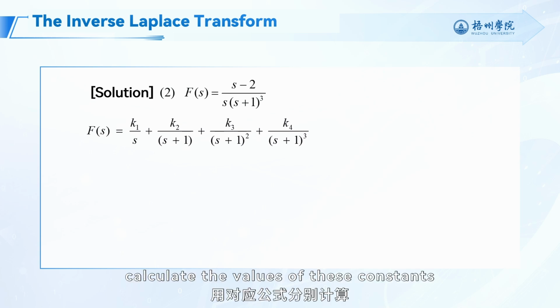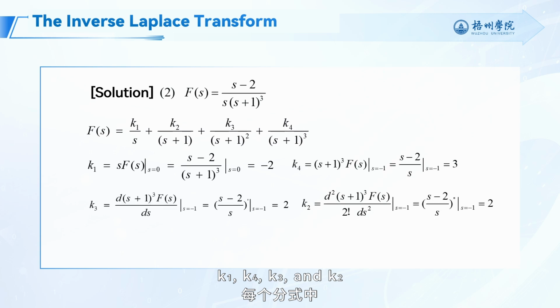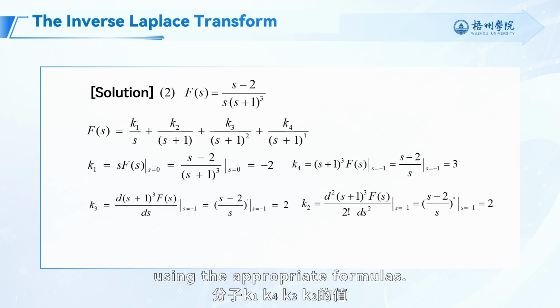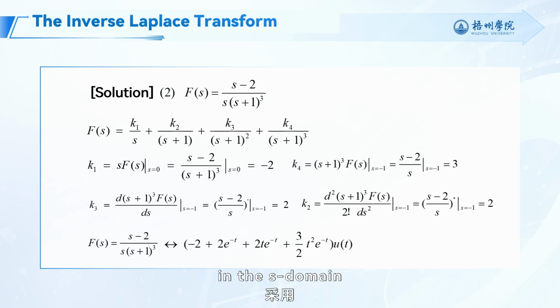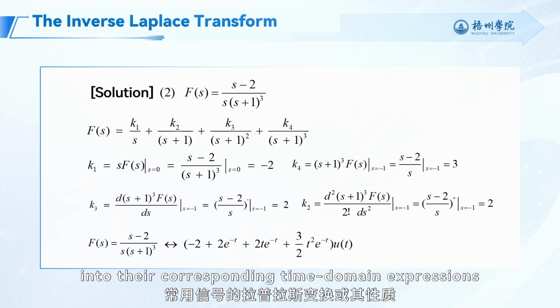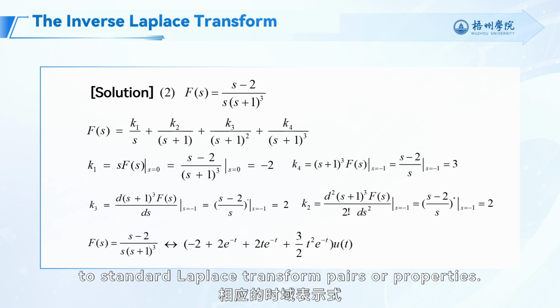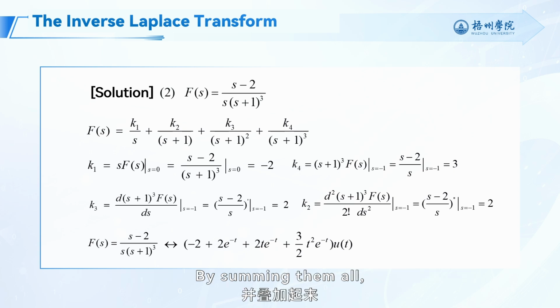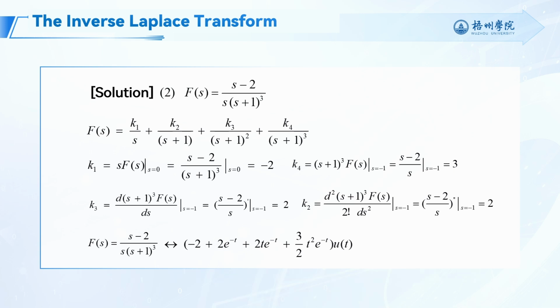Next, calculate the values of these constants k1, k4, k3, and k2 using the appropriate formulas. Finally, convert each of the 4 partial fractions in the S domain into their corresponding time domain expressions by referring to standard Laplace transform pairs or properties. By summing them all, we obtain the complete expression of the signal f(t), as shown in the formula below.